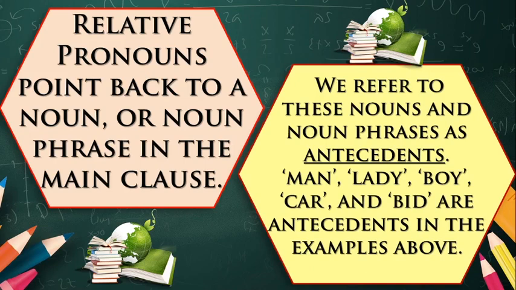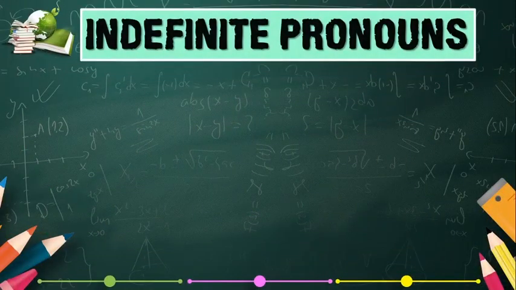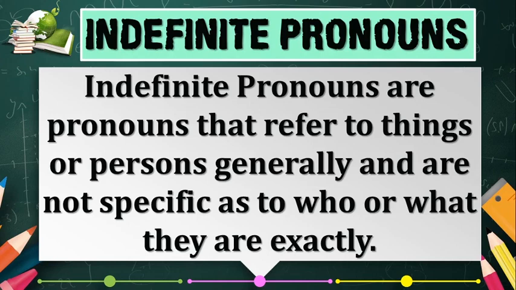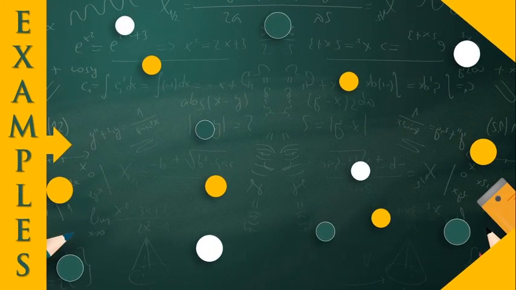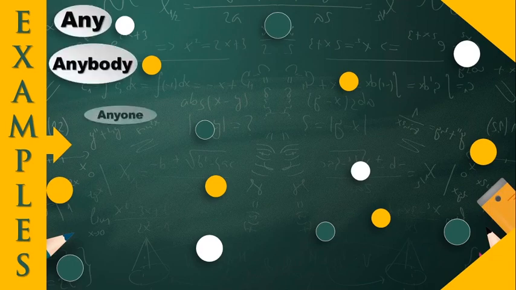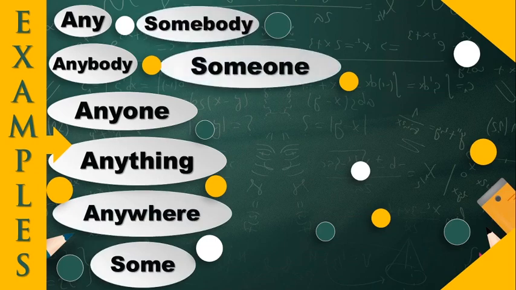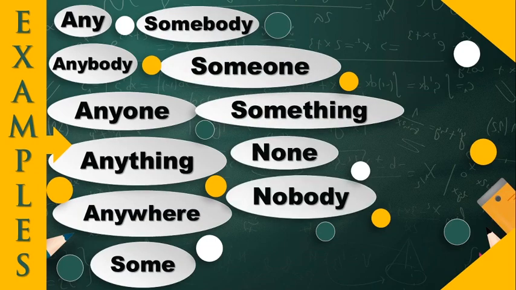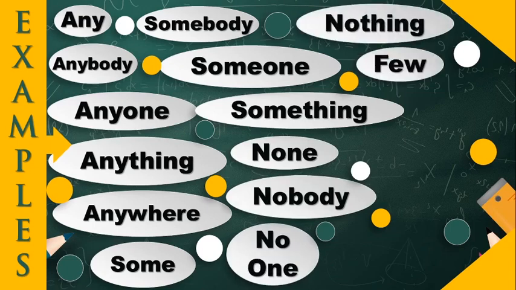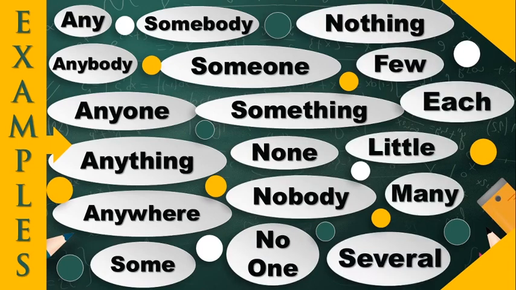Let's go on to see the last type of pronouns that we have in English, and that is the indefinite pronouns. When you talk about the indefinite pronouns, they are pronouns that refer to things or persons generally. They are not specific as to who or what they are exactly, and that is why they are referred to as indefinite. Examples of indefinite pronouns include any, anybody, anyone, anything, anywhere, some, somebody, someone, something, none, nobody, no one, nothing, few, little, many, several, each, and so on and so forth.